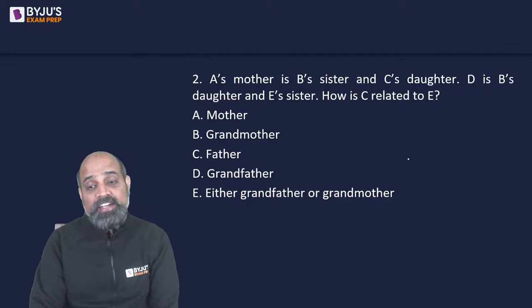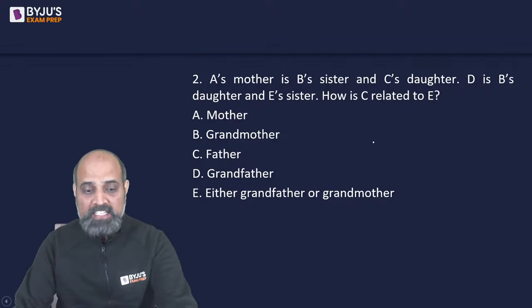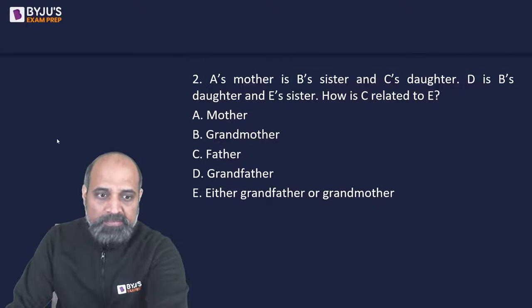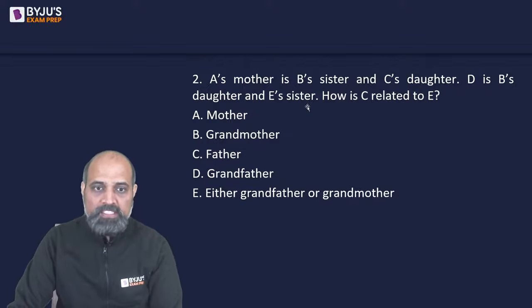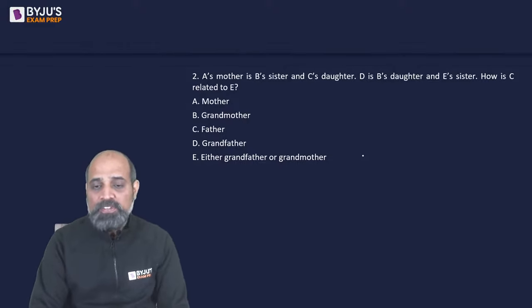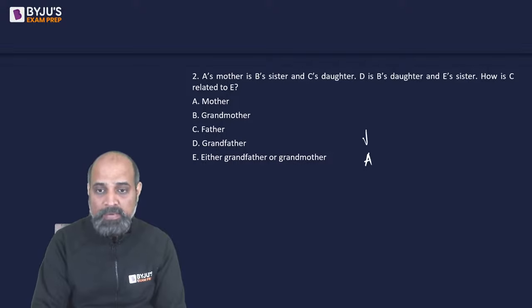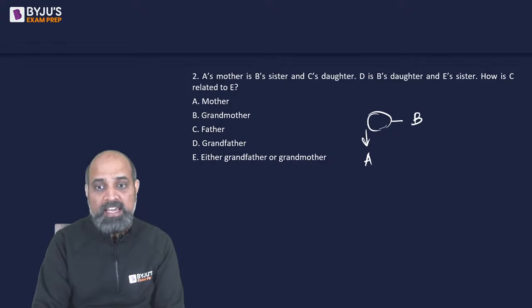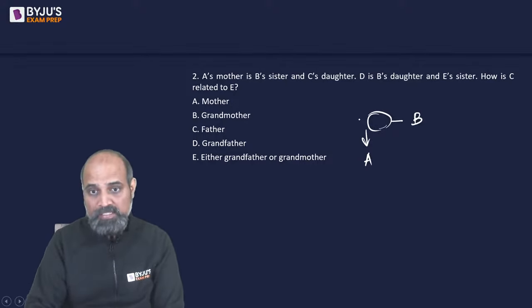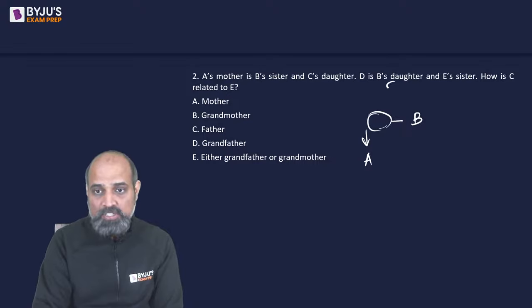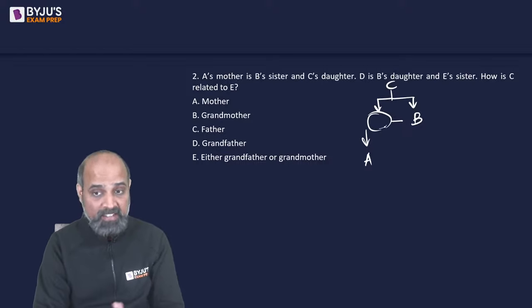We don't know the gender of A, right? So we have A's mother is B's sister and C's daughter, and so on. So we would really need space for this, so I'm going to reduce the font size. So we have A's mother is B's sister. So this is B and B's sister. So A's mother and B's sister are the same people. And C's daughter, she is C's daughter. That means C has two children, B and A's mother.